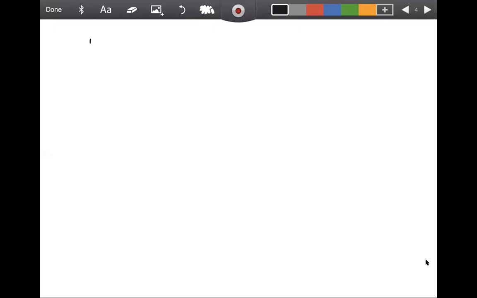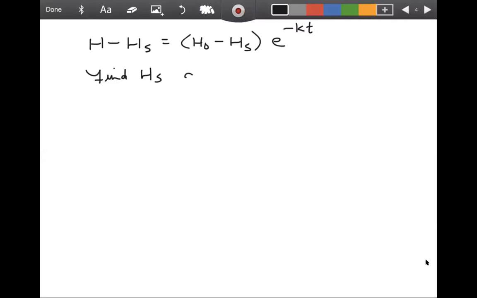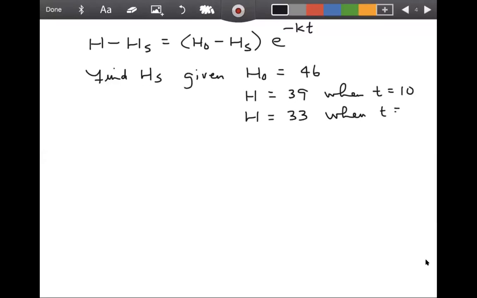So we're using this formula, H minus H sub s is equal to H0 minus H sub s times e to the negative kt. All right, so what are we given in this problem, and what do we want to find? We want to find H sub s, which is the temperature of the surrounding medium. That's the temperature inside the refrigerator. And we are given that H sub 0 is 46. We're given that H is 39 when t equals 10. And we're given that H is 33 when t equals 20.